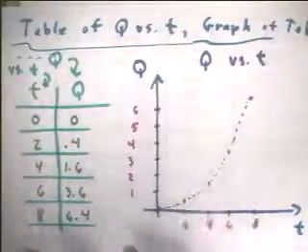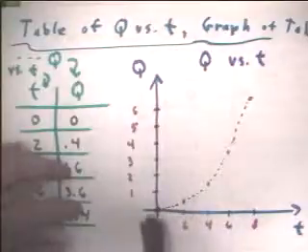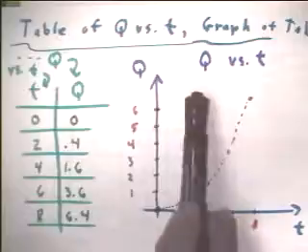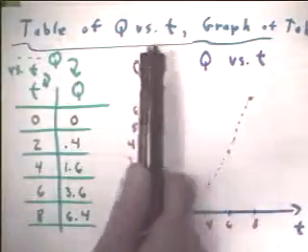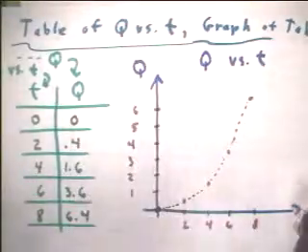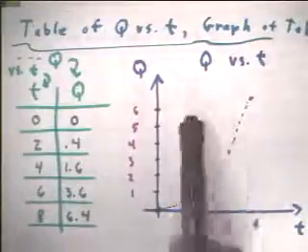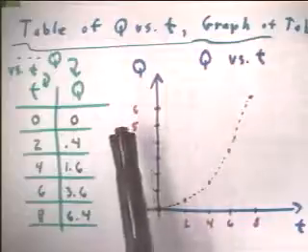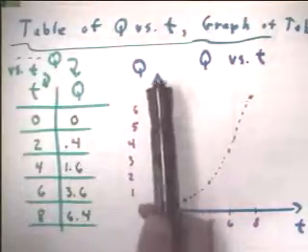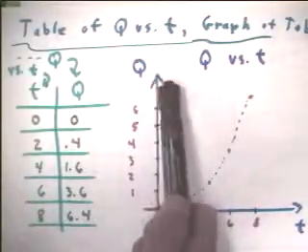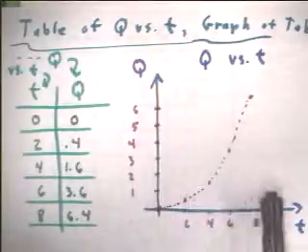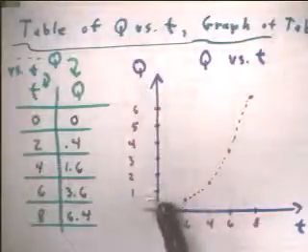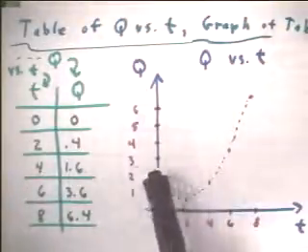We set up a set of coordinate axes, T going this way, Q going this way. And our Q versus T has Q on the vertical, T on the horizontal. Just like Y versus X would have Y here and X here. Okay? So again, the dependent variable goes here, the independent variable goes here. If we graph the data on this table, we see that we have this upward curvature.